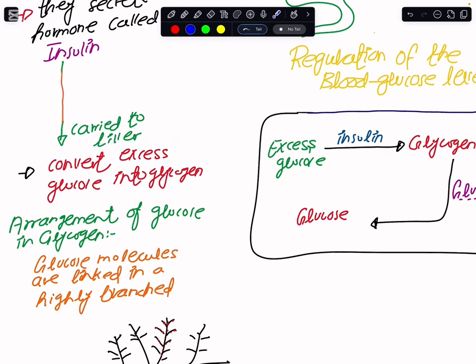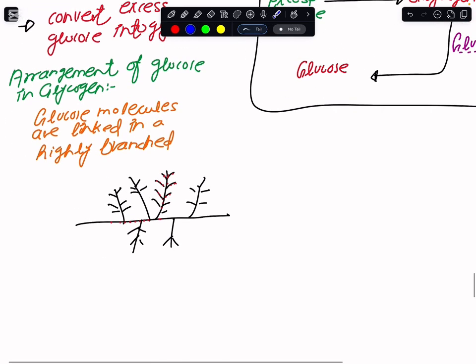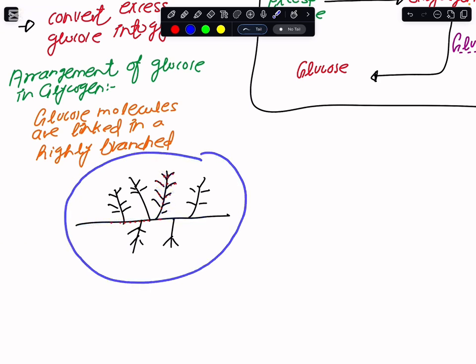Now again, how are these glucose molecules arranged within the glycogen molecule? As is the scenario with starch, where this was packed in a branching manner, in the same way for glycogen, these glucose molecules would be linked with one another in a branching manner, and we would make glycogen out of it.